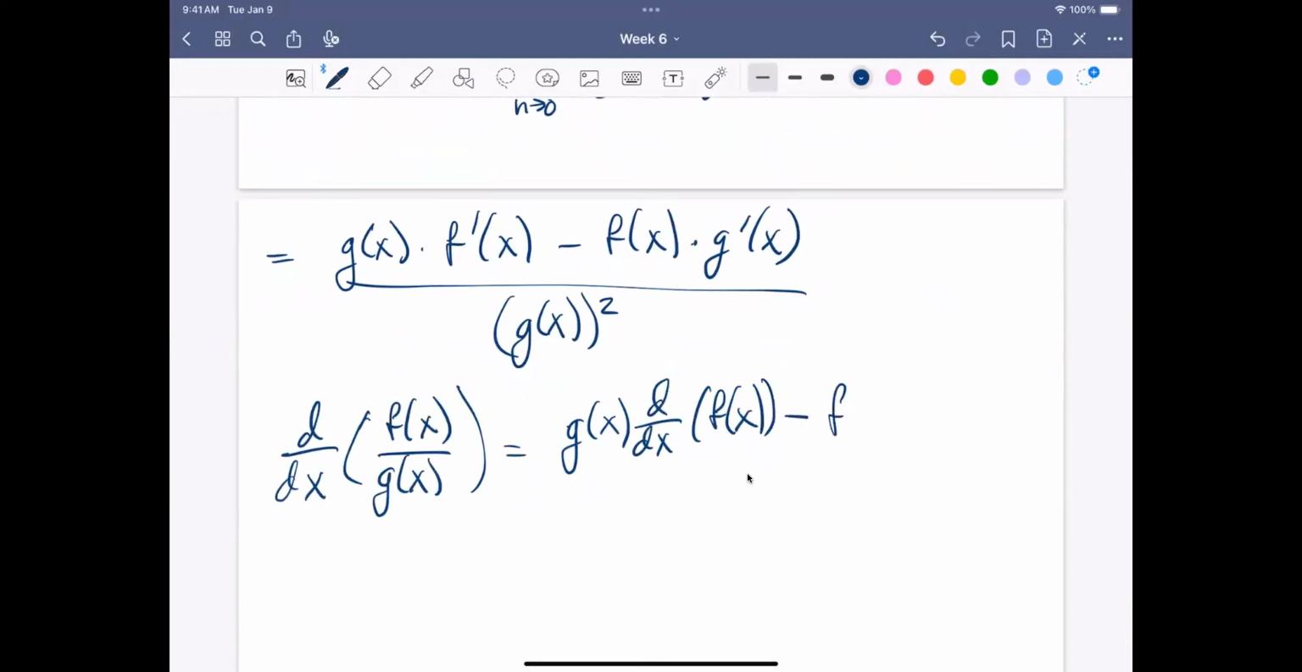The way that I usually remember it now is I have like a general idea, and then I remember that the subtraction always goes when I'm taking the derivative of the denominator, because denominators have negative exponents. That's how I remember it.